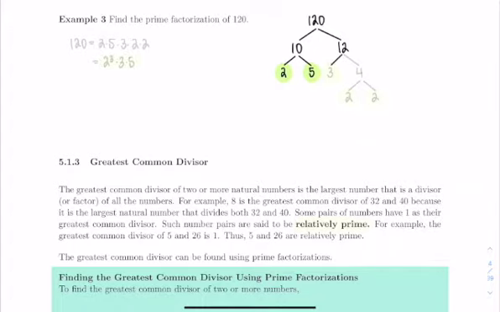And 12 can be broken down into 3 and 4. 3 is prime, but 4 is not, so we just need to break that down one more time. And we get 2 and 2, which are both prime. So 120 is 2 times 5 times 3 times 2 times 2. Or this is 2 cubed times 3 times 5.